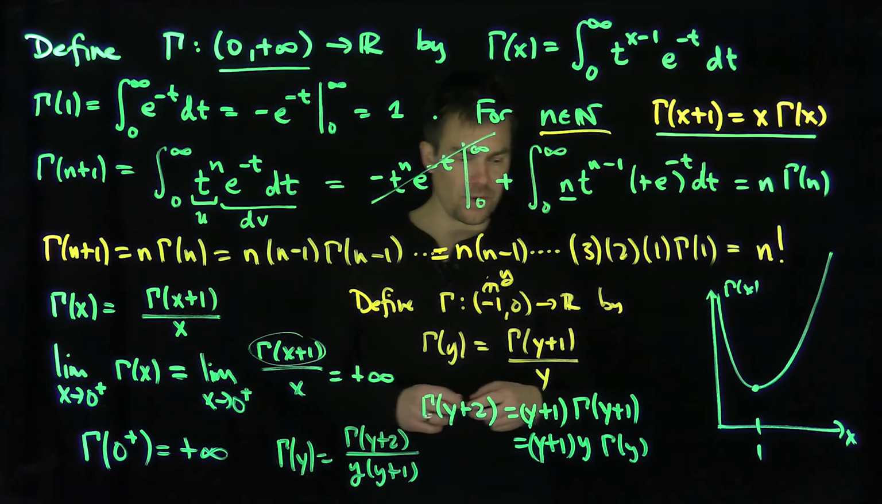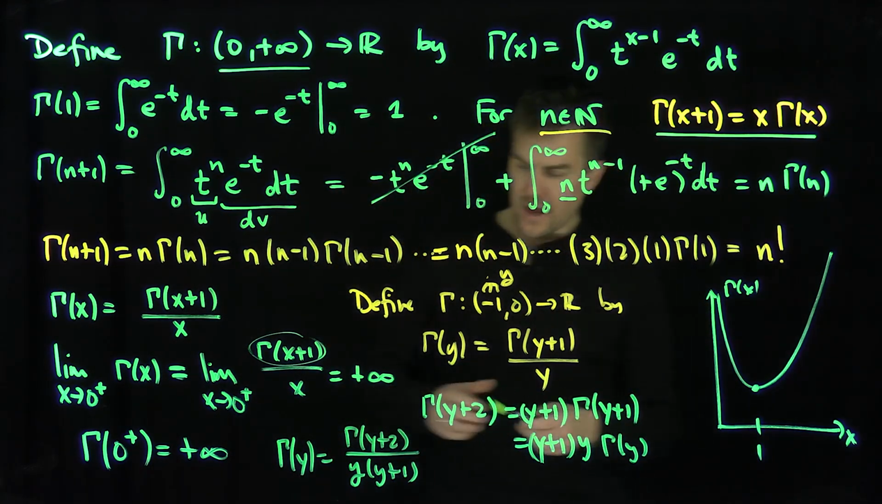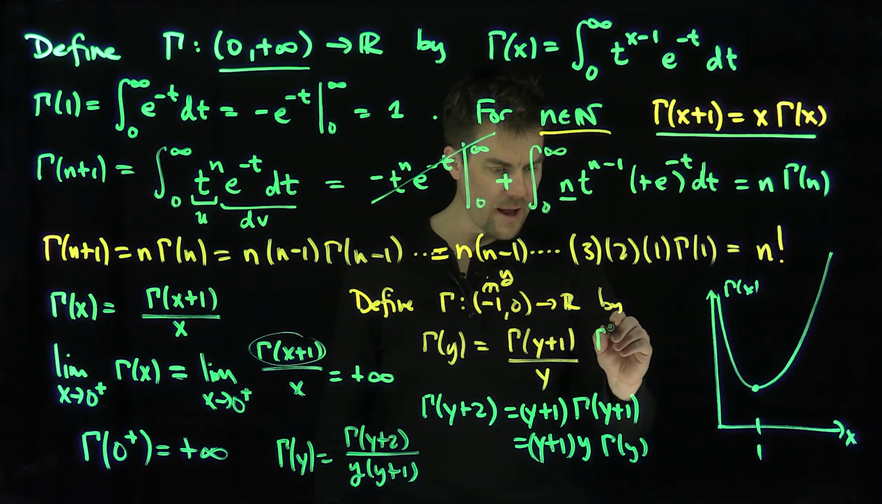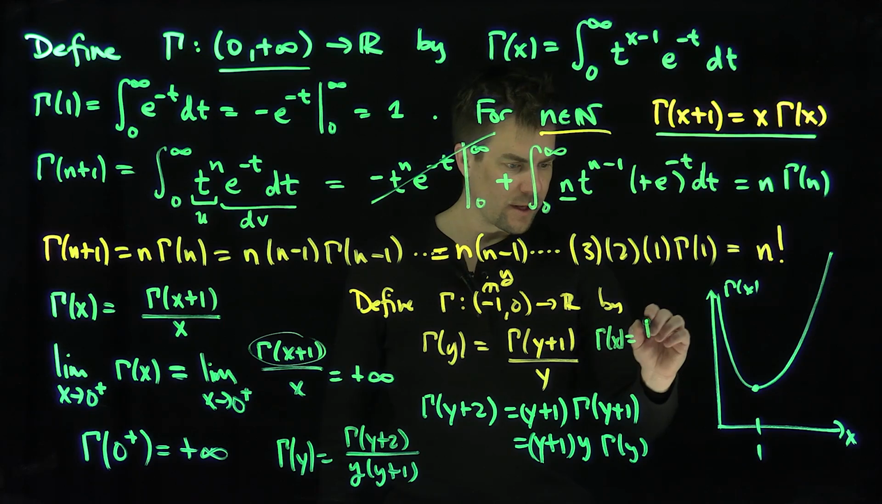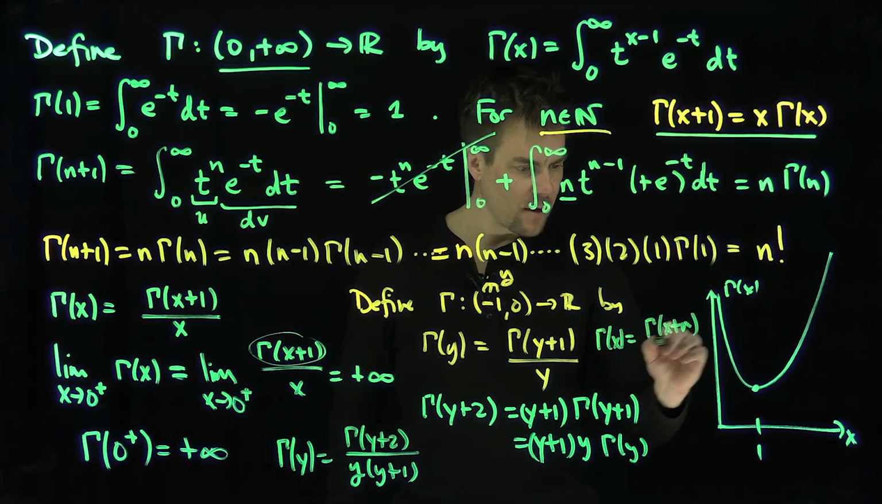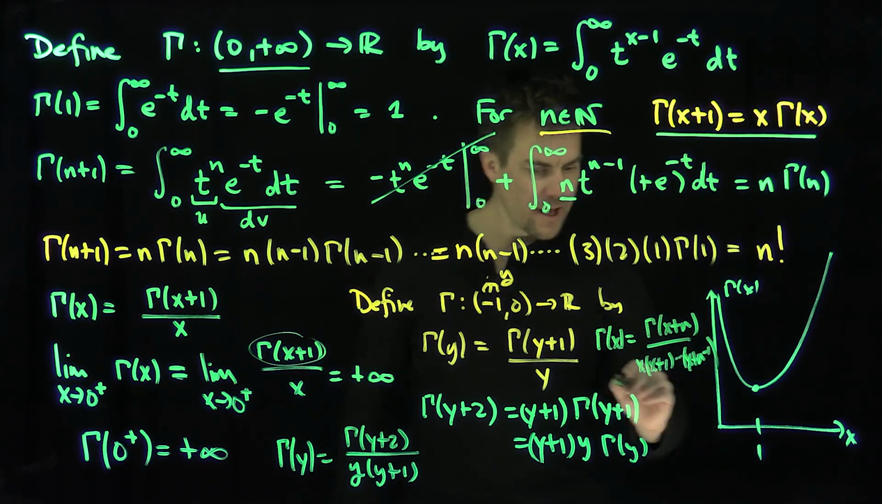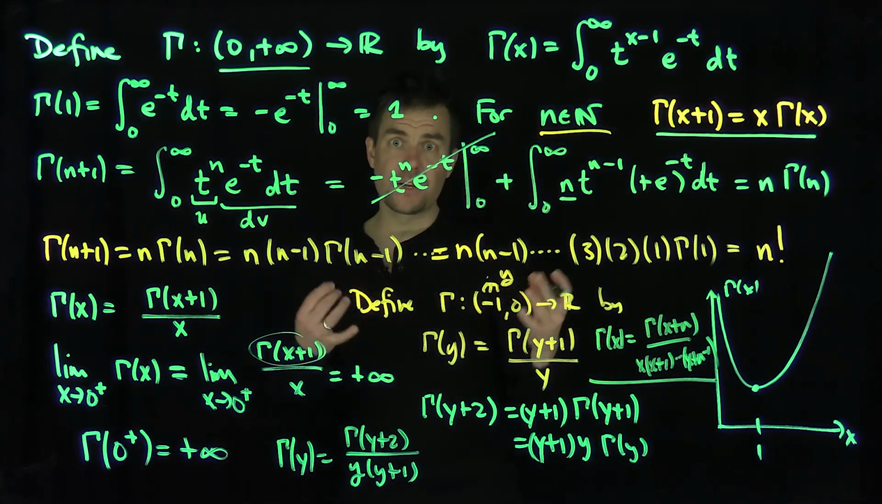In general, I can do this n times, and we can write that gamma of x is really gamma of x plus n over x times x plus 1 all the way down to x plus n minus 1. And so this allows me to define gamma on the entire real line.